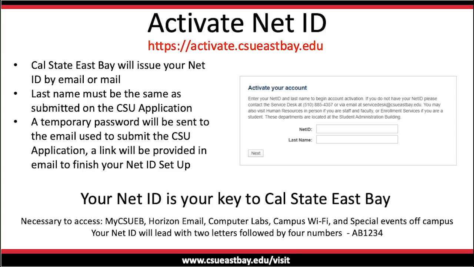activate.csueastbay.edu. Once at the activation webpage, enter in the NetID and last name used when submitting your CSU application. Once you hit next, an email will be shown on screen. Make sure you recognize the email and have access to it. A temporary password and link to reset your NetID password will be sent to the email.